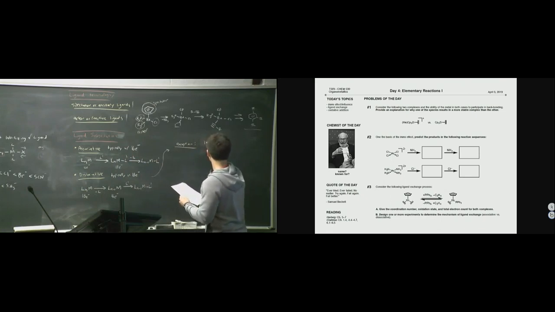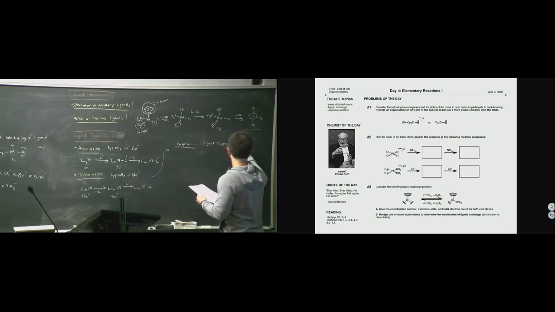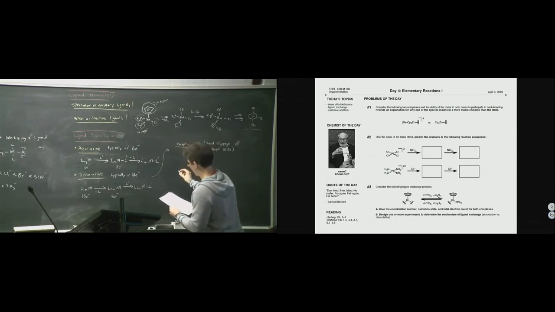And that's ligand slippage, which people also call haptotropic shift. So earlier we learned about the term hapticity, and this just basically means that things are switching their hapticity.